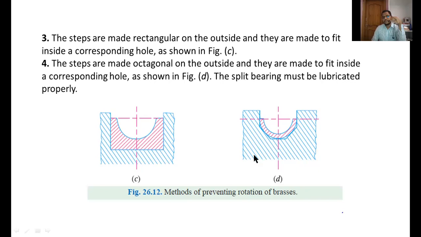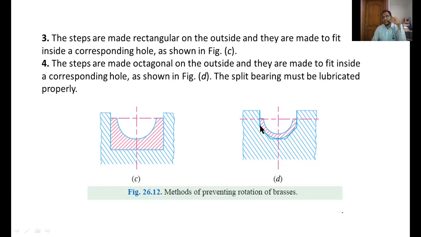Now in the fourth method, the steps are made octagonal. Here these are the steps. The steps are made octagonal on the outside, and they are made to fit inside a corresponding hole.